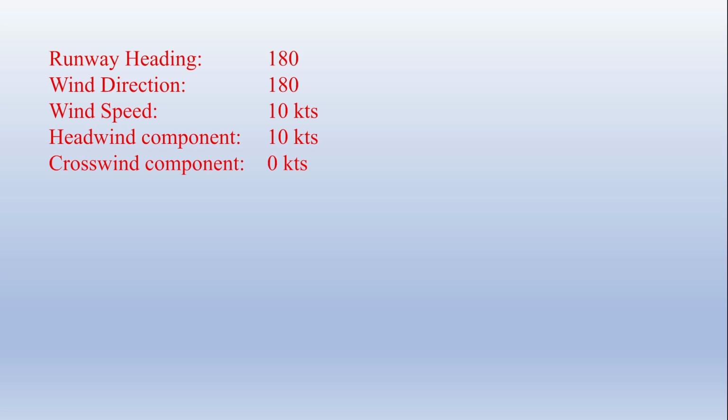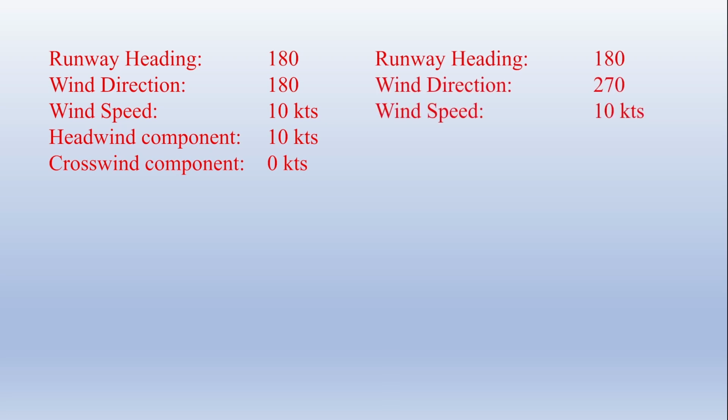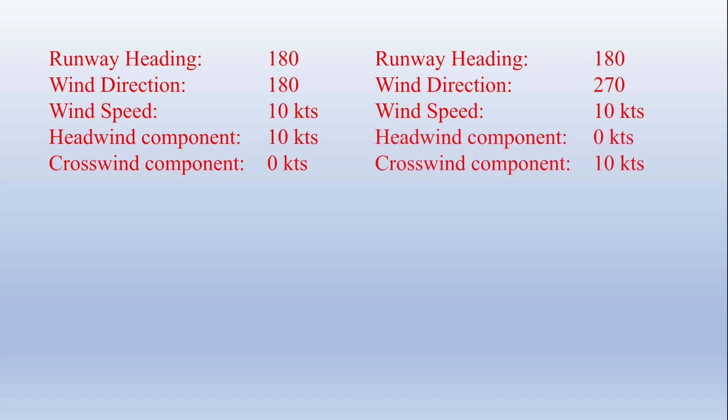And if we have the same runway, so runway heading of 180, and the wind is blowing 270 at 10 knots, in other words, it's blowing directly out of the west or directly across the runway, we know that we have a headwind component of 0 knots and a crosswind component of 10 knots. In other words, we have no headwind and all crosswind. But anywhere in between, we have to use either a flight computer or a quick reference method to calculate how much crosswind component and headwind component we have.